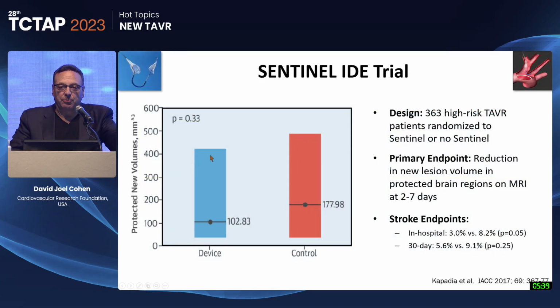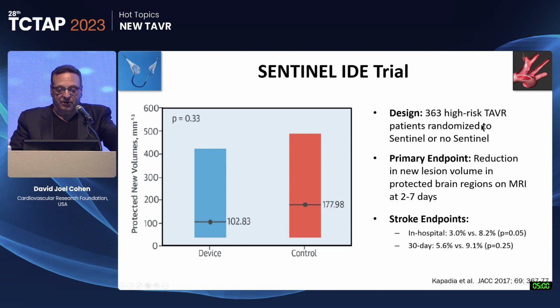And prior to the PROTECTED-TAVR trial, this is really the best data that we had on Sentinel, the Sentinel IDE trial, about 360 patients in the United States who were randomized to Sentinel or no Sentinel, and the primary endpoint was a reduction in lesion volume measured by MRI. You can see here there was a trend towards greater lesion volume in the control group, but it was not anywhere close to statistically significant. Now, interestingly, there was, in a post hoc analysis, a reduction in in-hospital stroke, which was no longer statistically significant at 30 days, but the trial was definitely not designed to look at stroke.